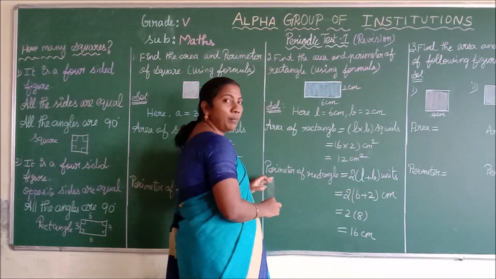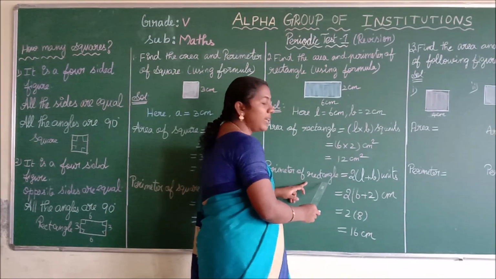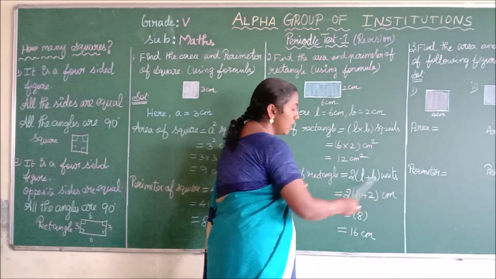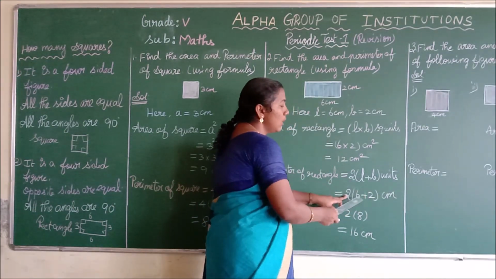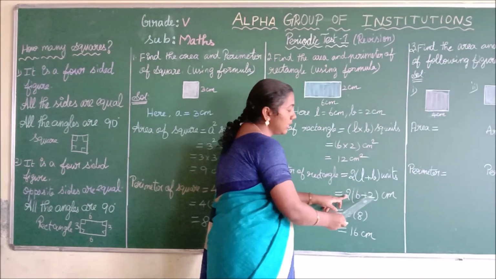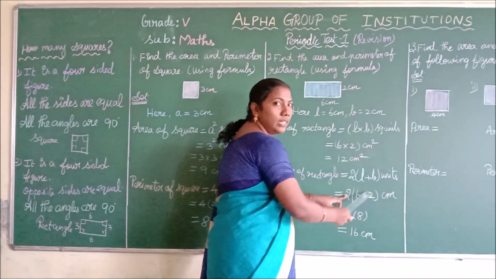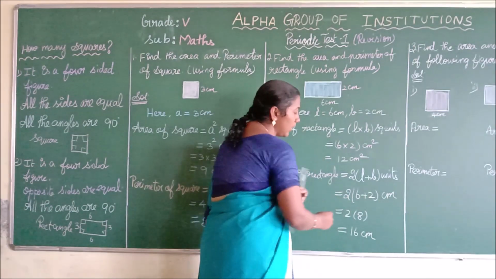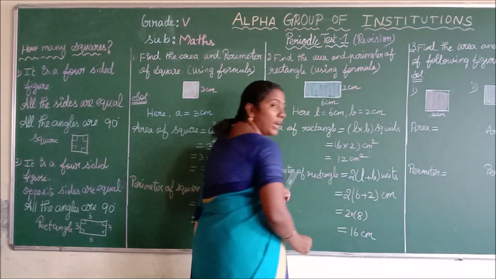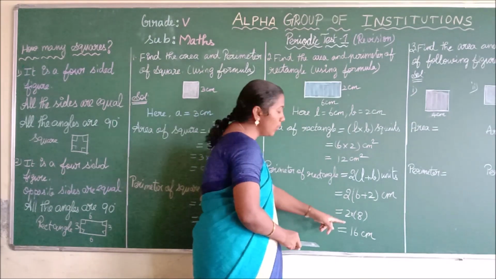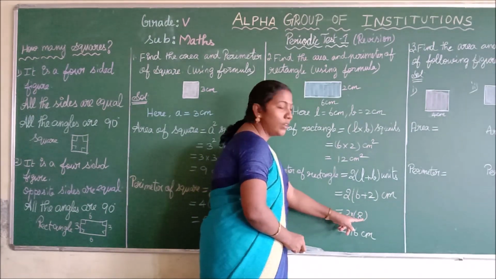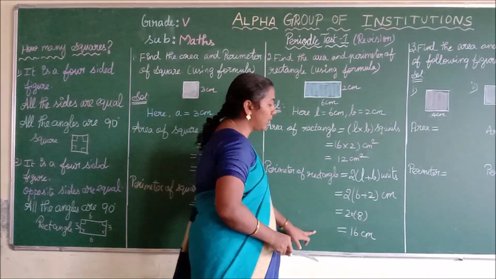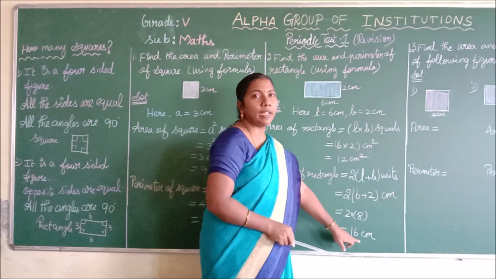Next we are going to calculate the perimeter of the rectangle. Perimeter of rectangle equals 2 into L plus B units. What is the value of L? 6. What is the value of B? 2. So 6 plus 2. First you have to evaluate this bracket. 6 plus 2 is 8. So you have 2 into 8. Here you have to know the operation is multiplication. Don't add the values. Okay, you have to multiply these two values. So 2 into 8, 16 centimeter. Thus the perimeter of the rectangle equals 16 centimeter.